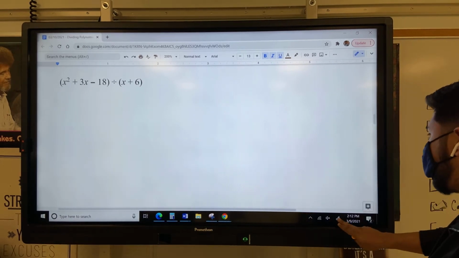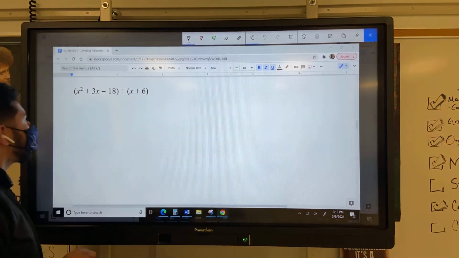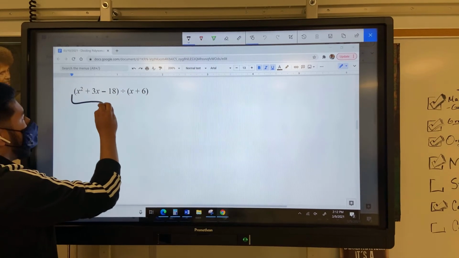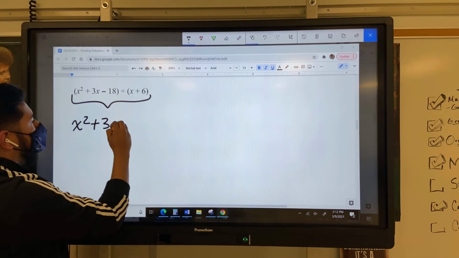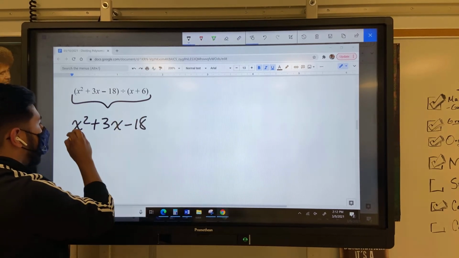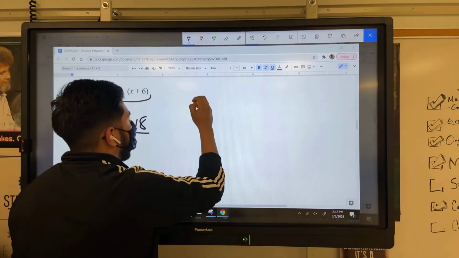Of course, I wish we had you all here on campus so you guys could do it on your own. Let's set it up. x squared plus 3x minus 18 over x plus 6. Box method.